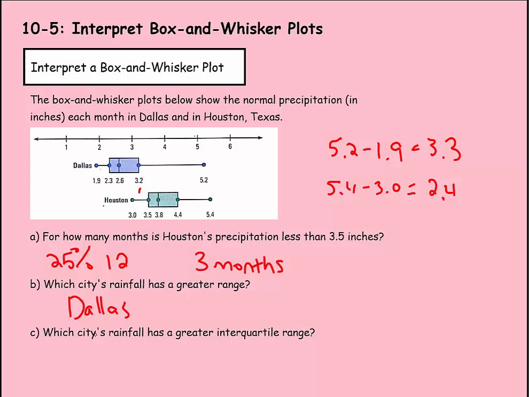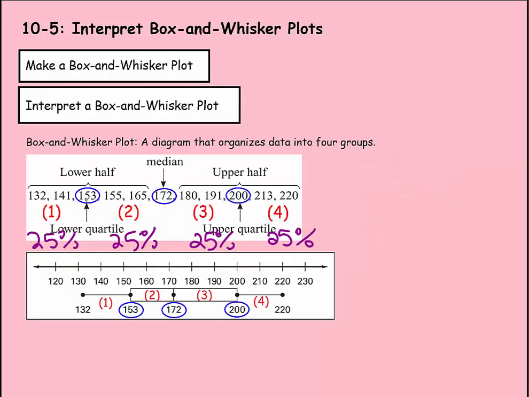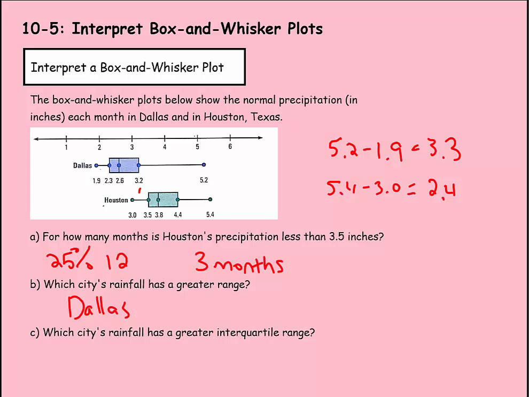Now we're looking for the city's rainfall that has the greater interquartile range. So we see that we have the lower quartile and the upper quartile making the edges of the boxes, and it's looking for the range between the edges of the boxes. So we're looking at interquartile range. We have 3.2 to 2.3 for Dallas. That's 0.9 for Dallas. Houston, we're at 4.4 all the way down to 3.5. That looks like 0.9 for Houston. So therefore, they both have an interquartile range of 0.9. So we're going to say it's the same.